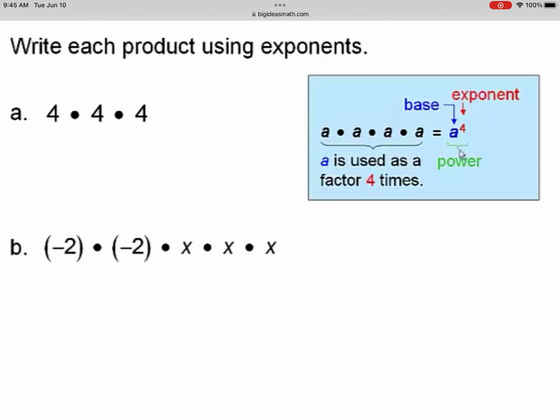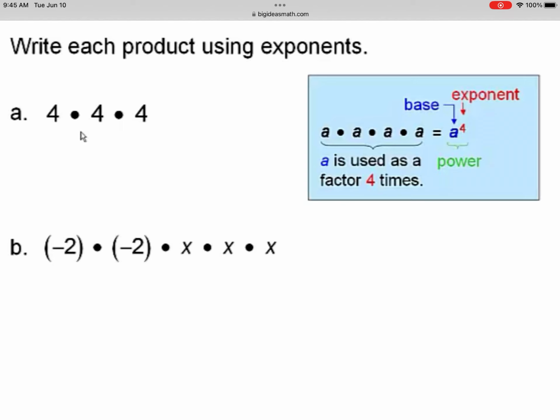So a power represents a product of repeated factors, and the base of a power is the repeated factor, and the exponent gives you the number of times the factor is multiplied. Let's go back to the expression in part A and see how we can write this expression using exponents.